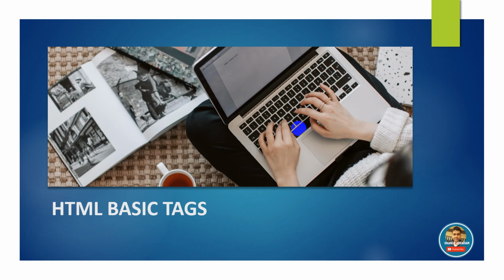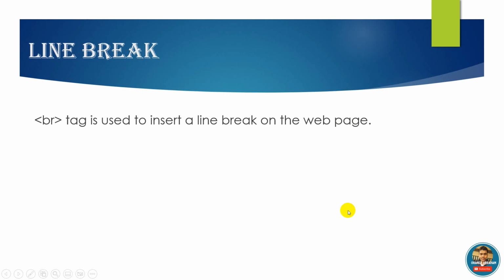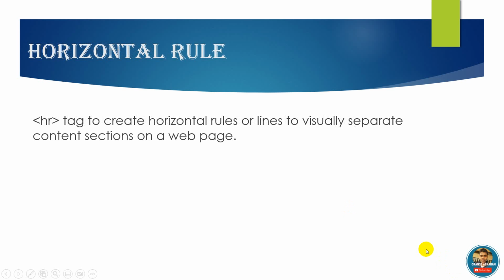Today you're going to see the basic tags in HTML, in that horizontal rule and the line break. So first we'll see line break. It's always used to start a new line of a paragraph. In line break we will always use the BR tag. So next is horizontal rule. Horizontal rule, the HR tag, is always used to separate the content on the web page. Okay, so I'll just show the demo.